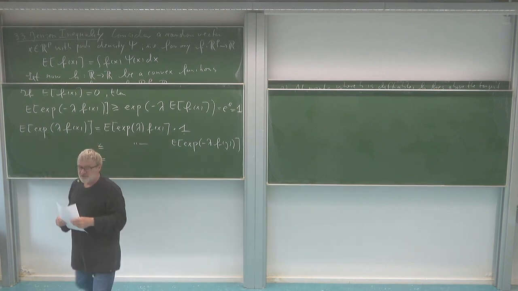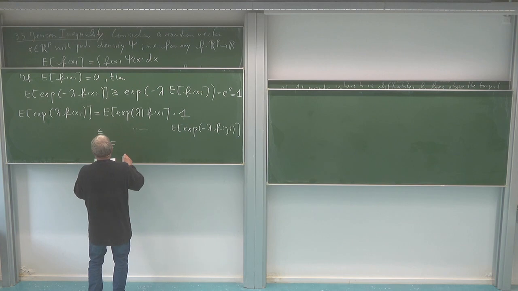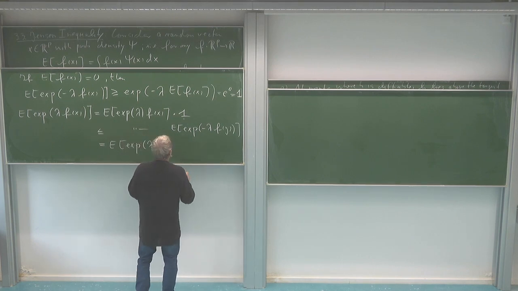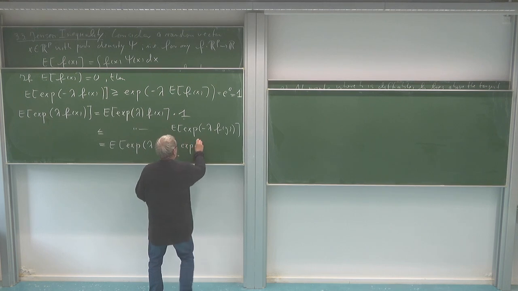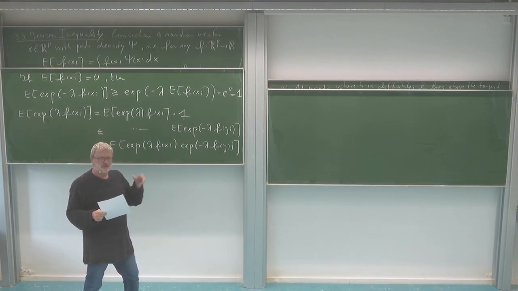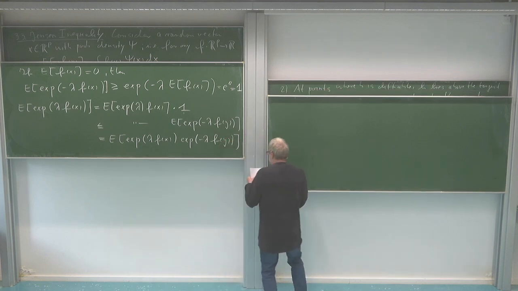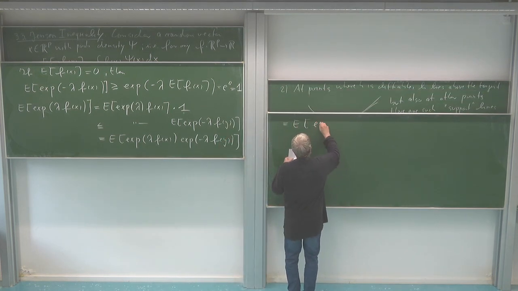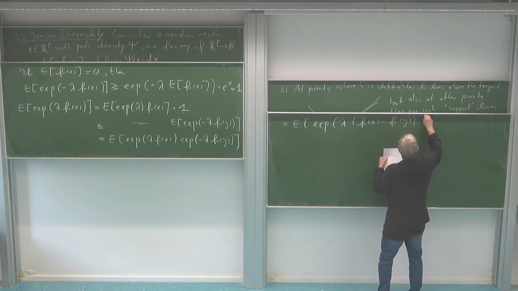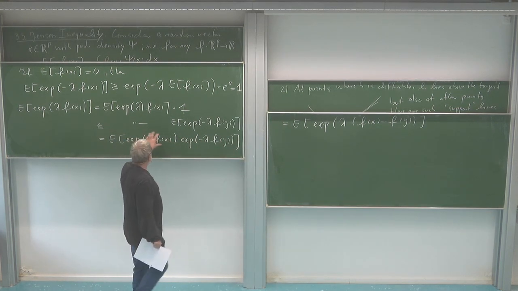So this here is the same as the expectation of the product of e to the lambda f of x times e to the minus lambda f of y. If I assume that y is really independent of x, it should have the same distribution, but it should be independent. And then what I have here is the exponential of lambda times f of x minus f of y, just using the fact that the product of exponential functions is the exponential of the sum. So I have this here minus this here.